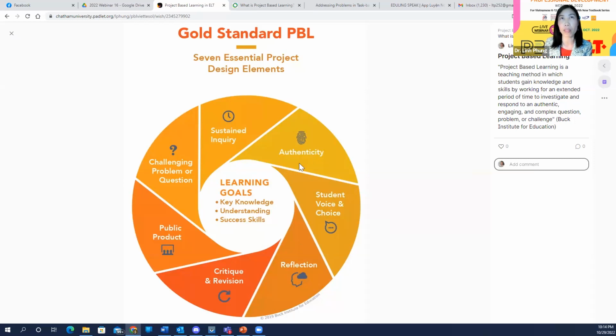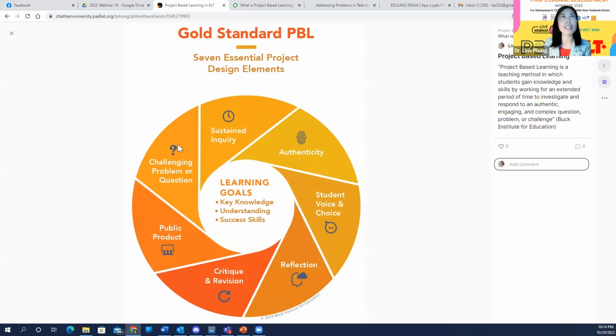And the issue of authenticity as well here, the question or the problem has to be authentic. Students have choice over how to go about with their project. There has to be reflection during the implementation of the project. And then there will be critique and revision, maybe after feedback from the teachers or from other students. And usually there is some kind of public product as well.